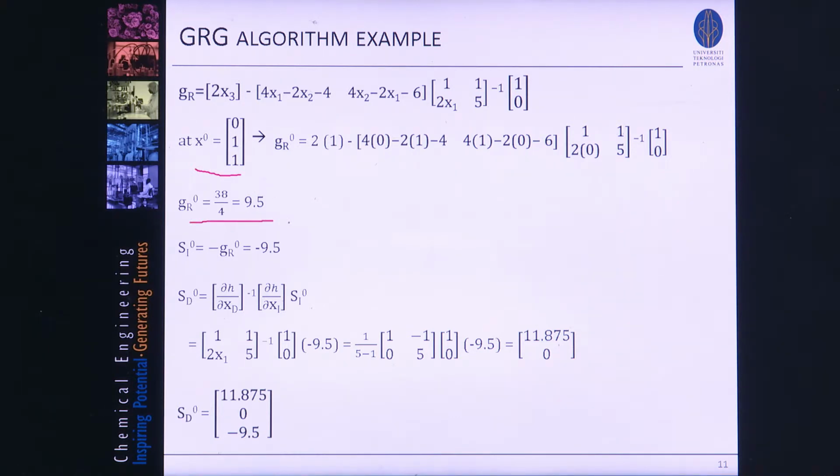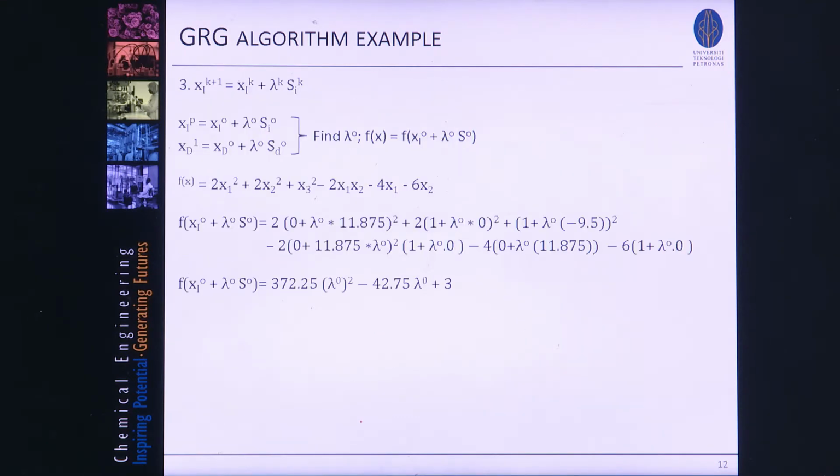And then for the first step, we can just assume that the step for the independent variable is minus this gradient, which is this minus. And then the step for the dependent variables, we use this formula, and we get this result. And then the new x is the old x plus lambda times the step.